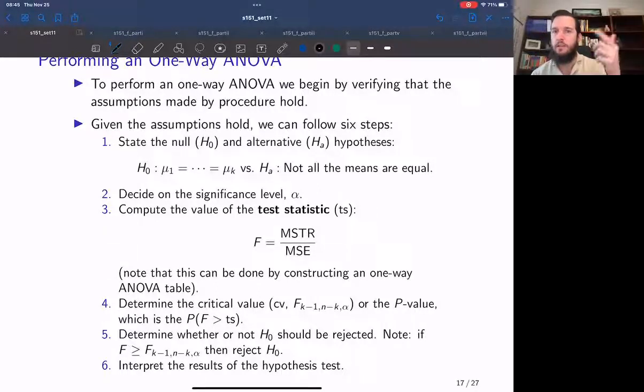Step 1, state the null and the alternative. For the one-way ANOVA, the null is equality among the means, and the alternative is difference somewhere among the means. Step 2, significance level. Step 3, test statistic, which is typically done by building the ANOVA table. The ANOVA table is effectively how you work through the calculations to find the test statistic. Step 4, critical value or p-value. This is done using an F table, which we saw examples of earlier. And then after that, reject or do not reject, standard set of rules, and then interpret the test.